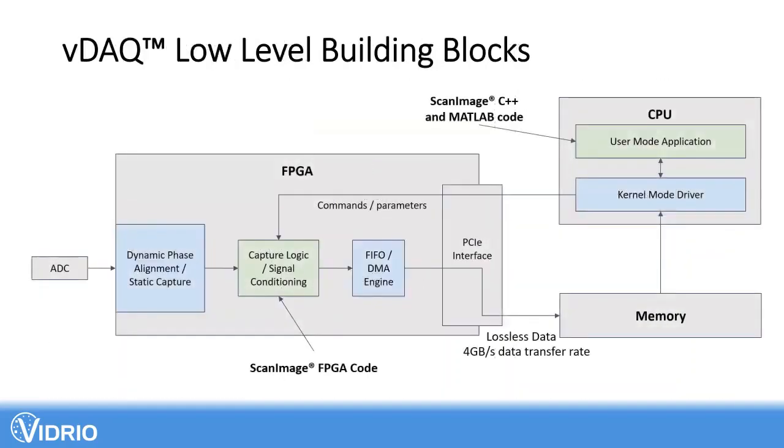And when you look at the hardware level, this is what it looks like. You've got the C++ and MATLAB code running up here in the CPU. There's a kernel mode driver here that communicates with the FPGA. But one of the really exciting things is that you have this lossless 4 gigabyte per second data transfer rate that goes directly from the board to the computer memory without going through the CPU.